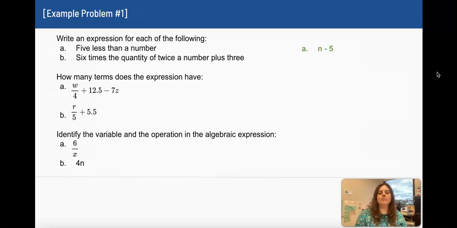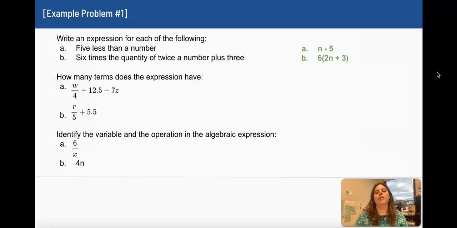If we say 6 times the quantity of twice a number plus 3, quantity we need to put in parentheses. So quantity of twice a number plus 3. Twice a number is 2 times a number. And then add 3. That needs to go in parentheses. And then outside of that, we'll have the times 6. So here's what that would look like: 6 times the quantity of twice a number, or 2n, plus 3. So you got to be careful about those words.